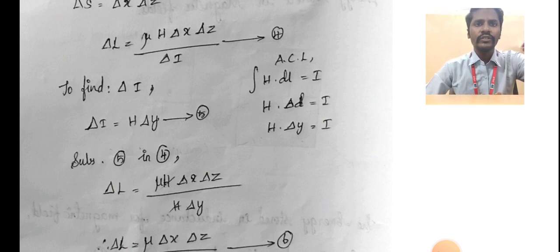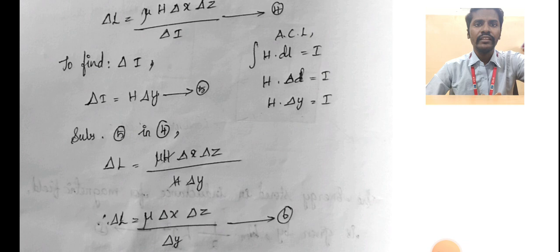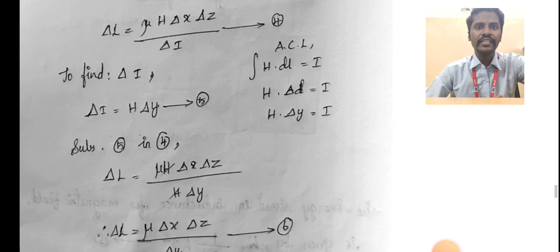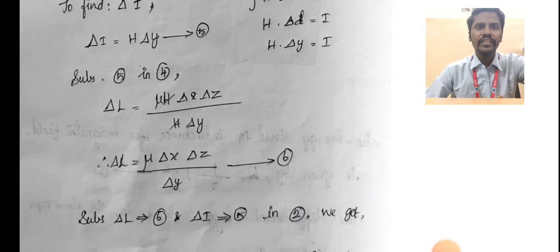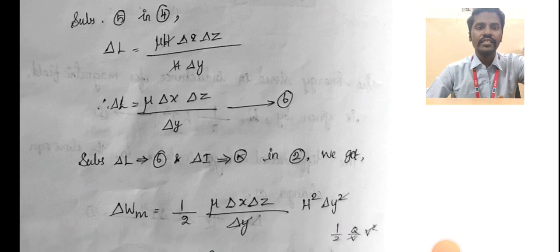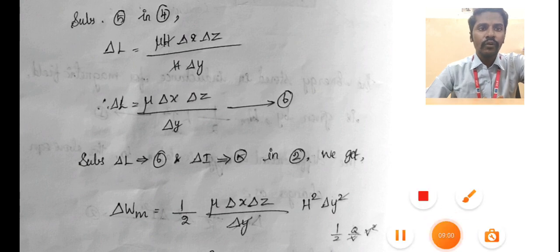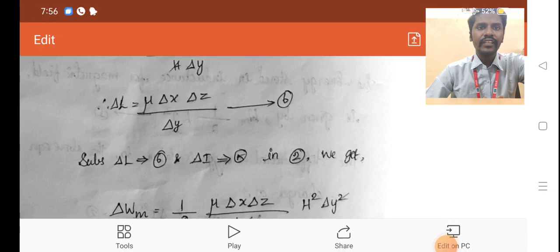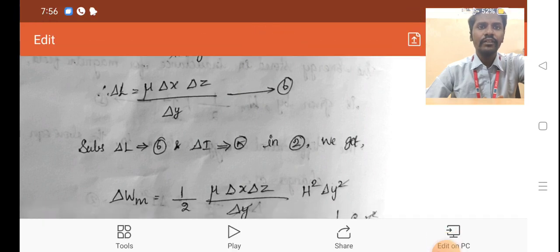Now we substitute the value of del I in equation number 4, that is del L. Therefore del L is equal to mu H del x del z divided by, replacing del I, H into del y. H and H get cancelled, leaving del L is equal to mu del x del z divided by del y. Keep that as equation number 6. Now we substitute the value of del L and del I in equation number 2.